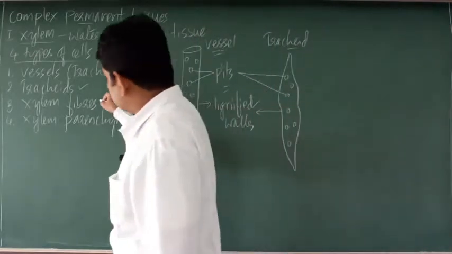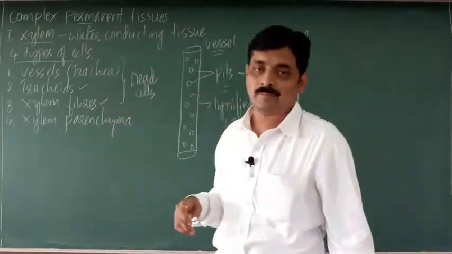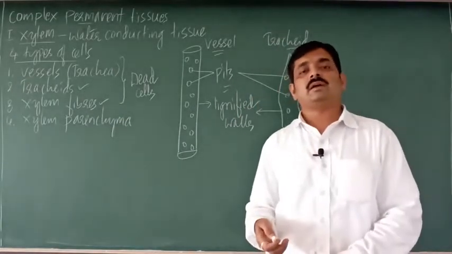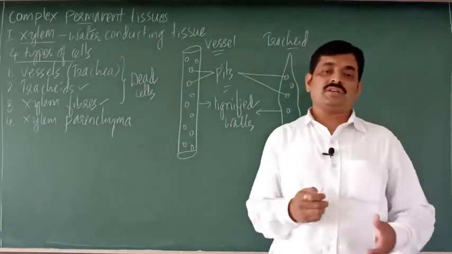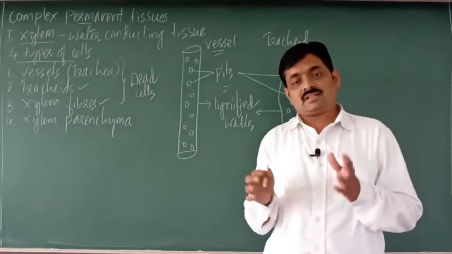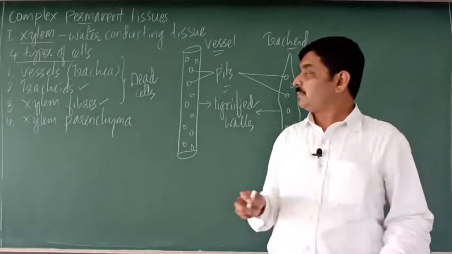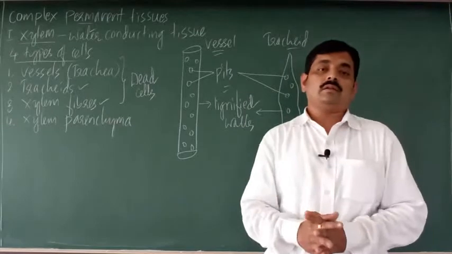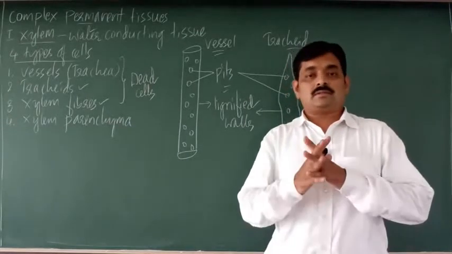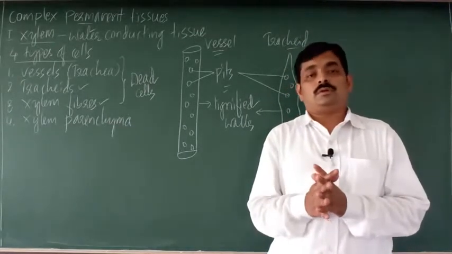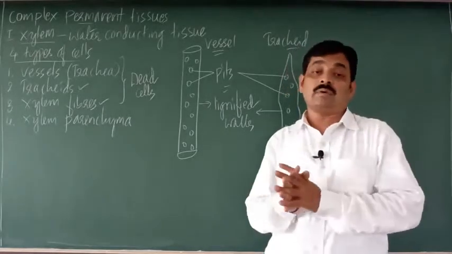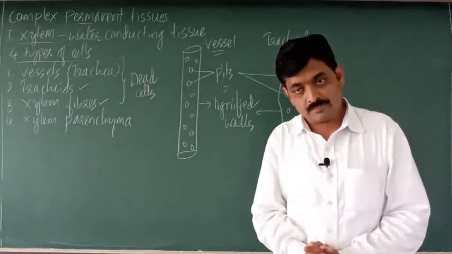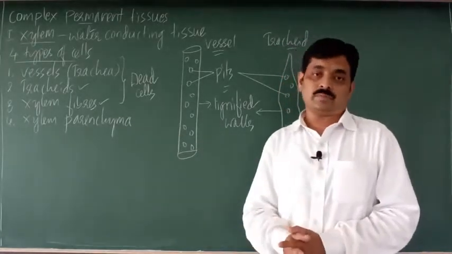Then the next one is xylem fibers. Fibers indicate sclerenchyma cells. These are the sclerenchyma cells which are associated with the xylem. That's why they are called xylem fibers. The main function of xylem fibers is to provide mechanical support. So xylem gets mechanical support from these sclerenchyma fibers.